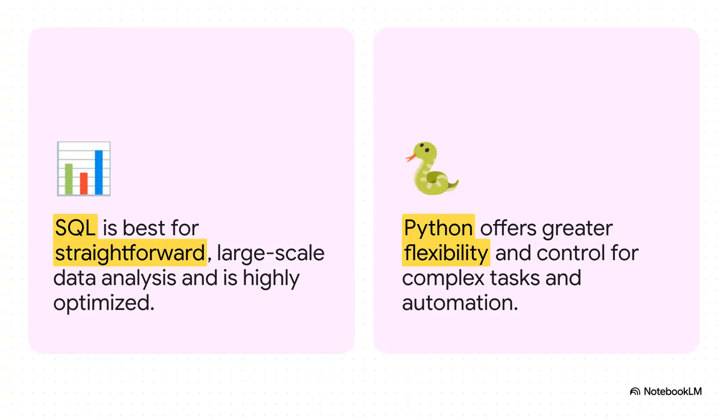Look, choosing between these two really comes down to what you're trying to do. SQL is the undisputed king for straightforward, large-scale analysis. It's wicked fast, and tons of analysts already know it. But for more complex stuff, like building a completely automated pipeline that goes from feedback all the way to a drafted response, Python gives you that ultimate flexibility and control. And here's the best part. You don't actually have to choose one or the other. You can use both, side by side, right inside the same BigQuery notebook.